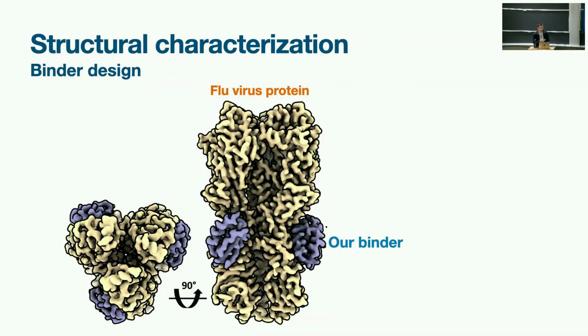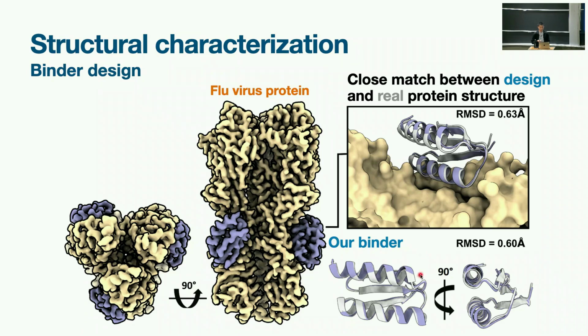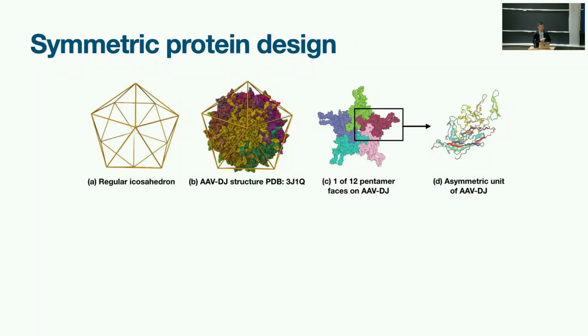And then this is an actual structure that was calculated in the wet lab, where this is a flu virus protein, and we designed a binder that will bind to here. They looked at the actual structure, and the binder matches very closely with what came out of the AI algorithm. So this is further validation that the design and the real protein match very closely.